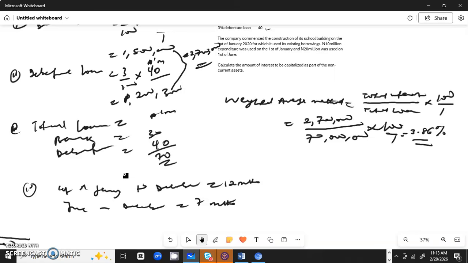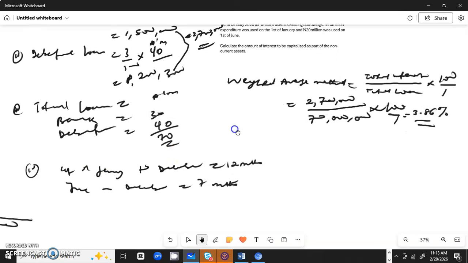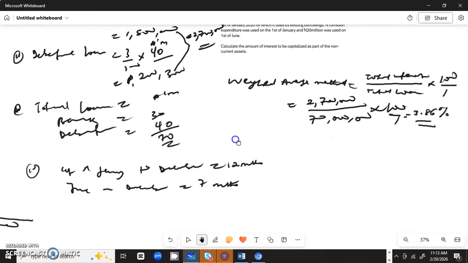So let's now determine the interest to capitalize, number 5. So borrowing cost to capitalize, which is equal to, so let's do that. So for the first loan, the initial loan interest is 3.86 percent based on the WAI used, in brackets.